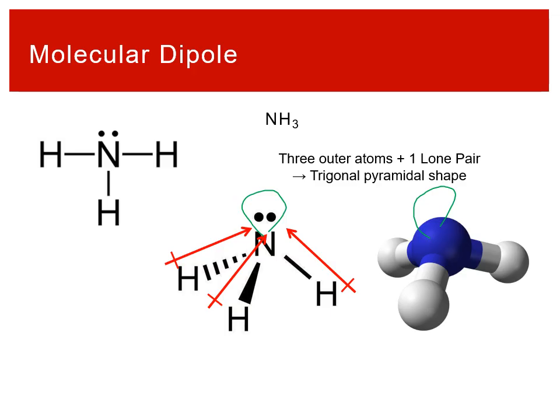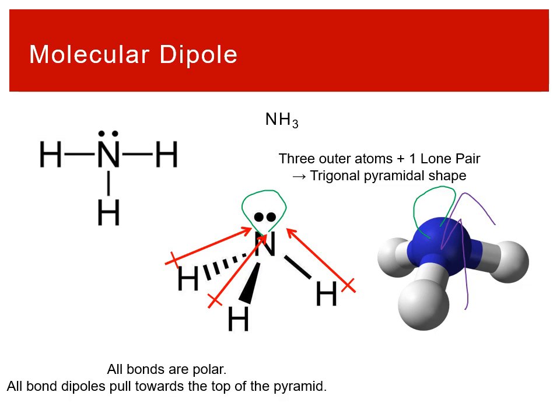They're all pulling in towards the central nitrogen and up. So the in components cancel, but the upward components don't cancel. You're going to end up with a molecular dipole pointing to the top of the pyramid, right? That nitrogen is going to be the negative side of the molecule, and the hydrogens on the bottom are going to be the positive side of the molecule. So overall, this is a polar molecule. NH3 is polar, similar to water, quite polar.